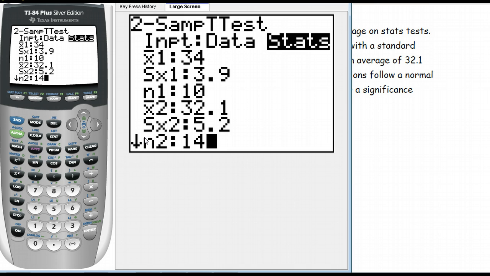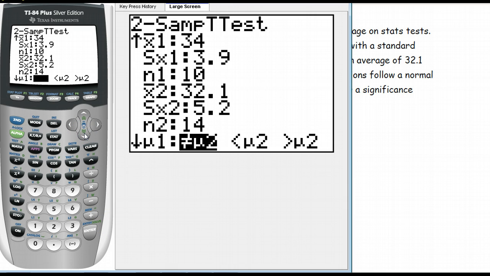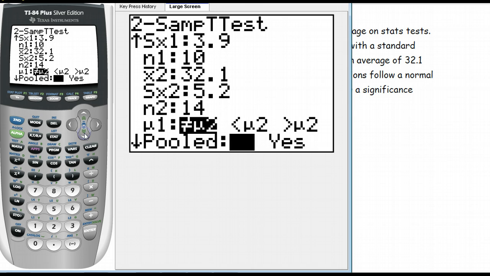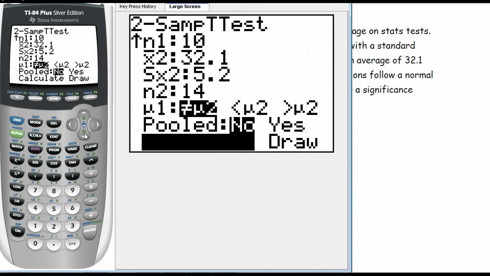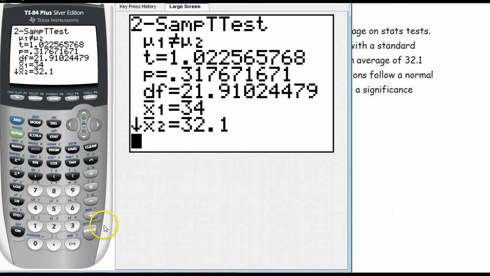Make sure you're able to find all this information in your notes as you do this and plug it in. We still have more to do. We're doing not equals to, and I'm not going to pool. For these, because it said the standard deviations were not the population standard deviations, it doesn't say that they're equal, we're going to say not pooled. Let's go ahead and calculate. So I have my t, I have my p-value. Make sure you're getting the same numbers that I am, and I'll meet you back on your notes.